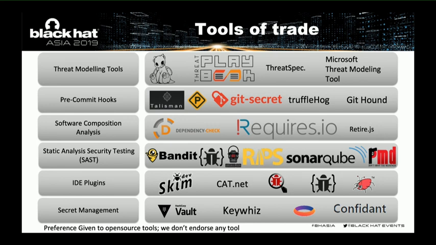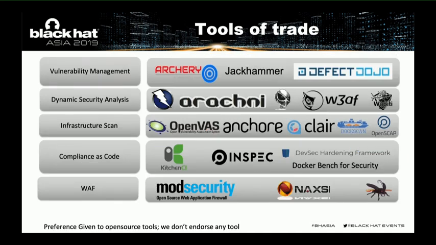So I wanted to give an idea that the tools are not the problem. It's not that the tools are not available. What you're seeing right now is the list of open source tools. I wanted to be vendor agnostic, so all the tools that you see here are either freely available for use or open source. You can see for each of these sections that I talked about, right from threat modeling to pre-commit, software composition, static analysis, IDEs, secret management, to vulnerability management, dynamic security analysis, infrastructure scan, compliance as code, WAF, for every single item that I've talked about, there are at least 3 to 4 different alternatives in the open source market.